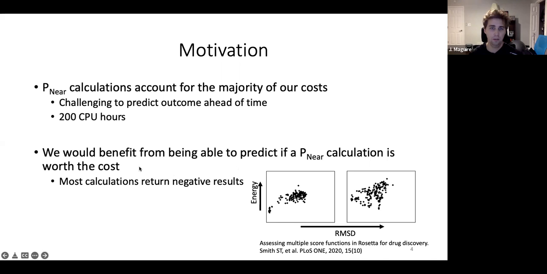on top of the low hanging fruit, it's very challenging to tell if a conformation will have a high P near or not. So just from a development and business perspective, we would save a lot of money if we could prune out some of these structures, if we could just predict if a P near calculation is worth running. We don't necessarily have to predict if it's good or bad, but if it's at least maybe good, that's good enough for us. Part of this is because the vast majority of P near calculations return something on the right more than the one on the left. So if we could just remove a lot of the false negatives, that is worthwhile.